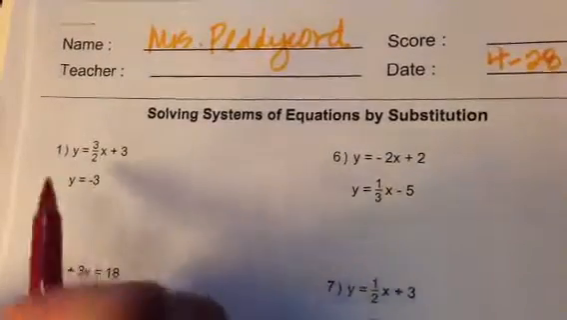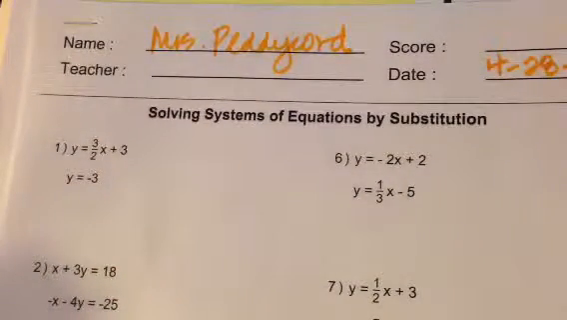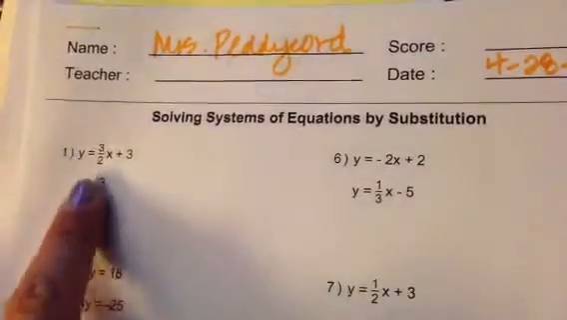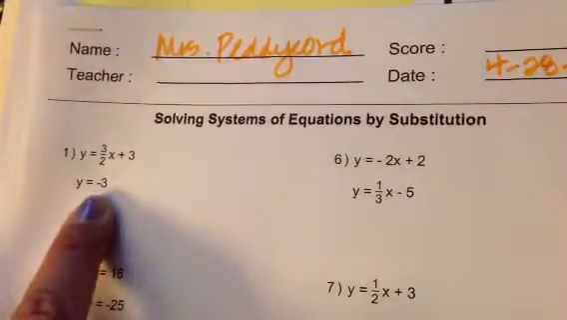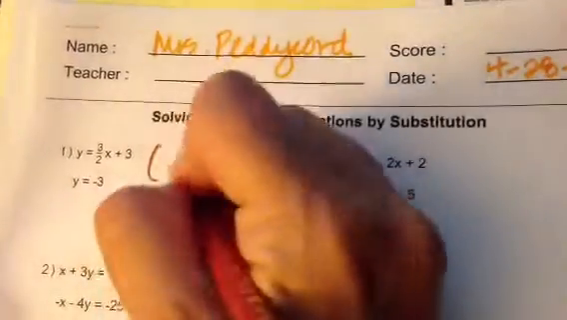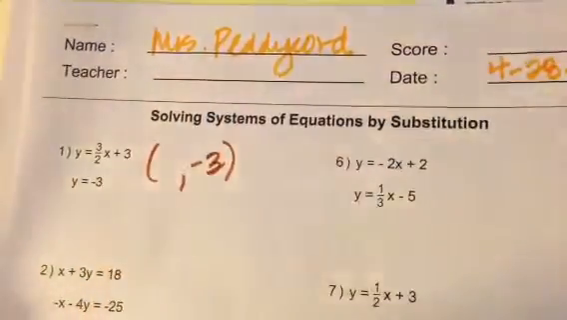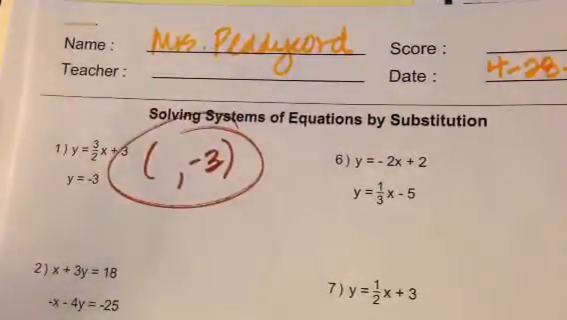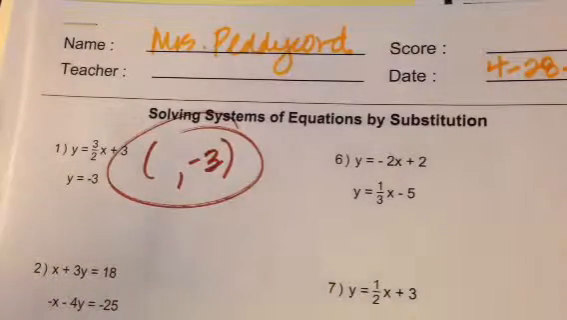One of the things that I want you to notice is there's a few problems on this page that have simple substitutions going on. There's a few problems like number 1 that just say y is equal to -3. So when you go to solve these, you're just looking to find what that x value is and identify that solution or the point of intersection when they would be graphed.